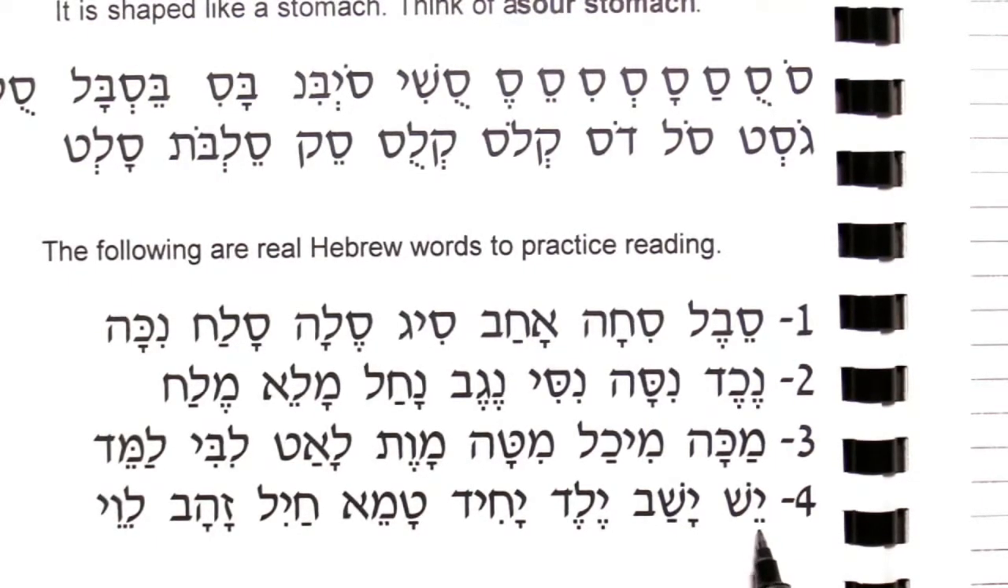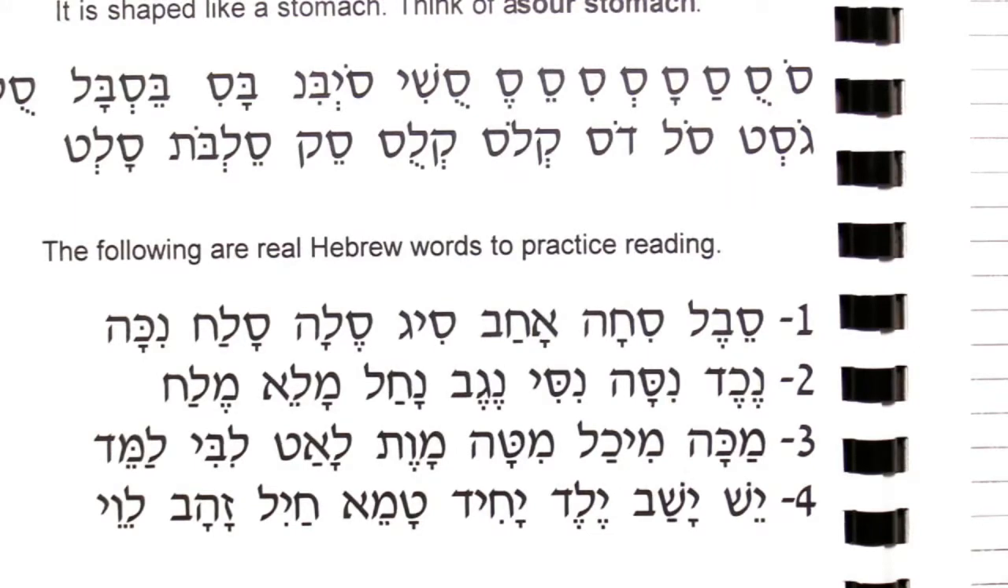Line 4, Yesh, Yashav, Yeled. And this is another word where the accent comes on the first syllable. And this is one of the exceptions to the rules, but as you get familiar with Hebrew vocabulary, you'll know which words you need to accent on the first syllable. It'll become second nature to you. Yeled, Yachid, Tameh, Chayil, and that's another one with the accent on the first syllable, Chayil. Zahav, Levi, another one with the accent on the first syllable, Levi.